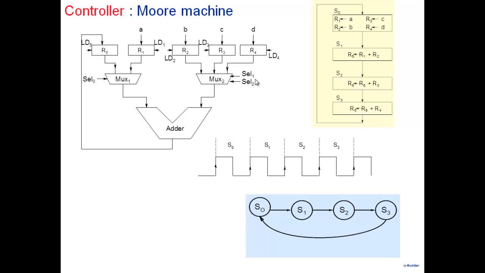The controller has to send outputs. So what outputs should it send? In S0, what should it send? It has to send outputs. So at each state, I have to define what the outputs are. So what should be the output of the controller?